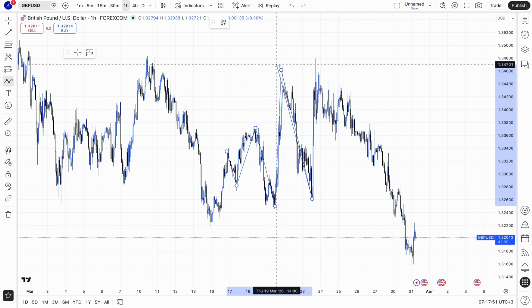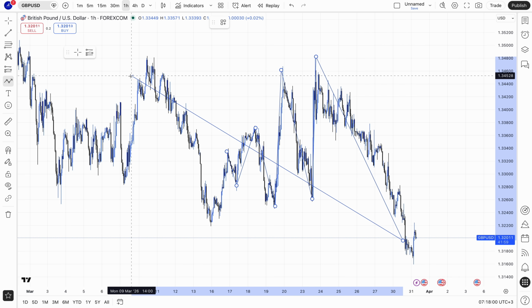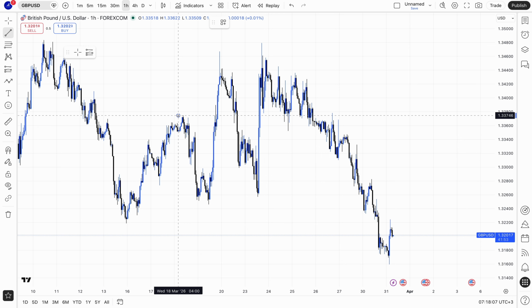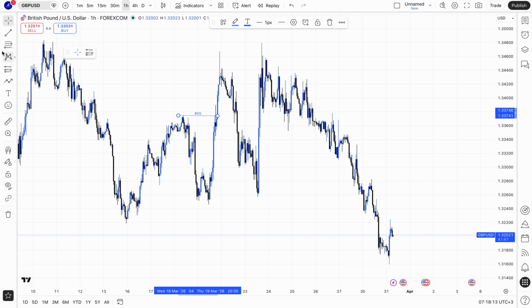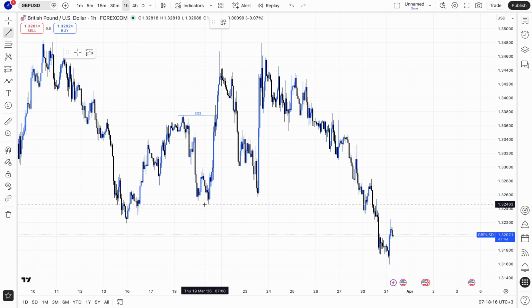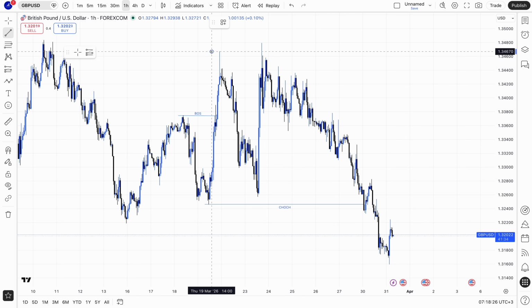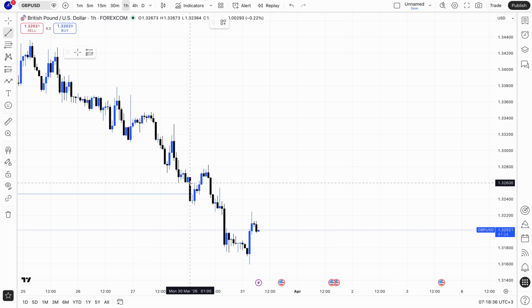then we had a sweep. You can see the sweep, then you had a break to the downside from here, then you had a pullback, then a continuation, which is a break of structure to the upside, plus a change of character to the downside, you had a liquidation, then you had a pullback.